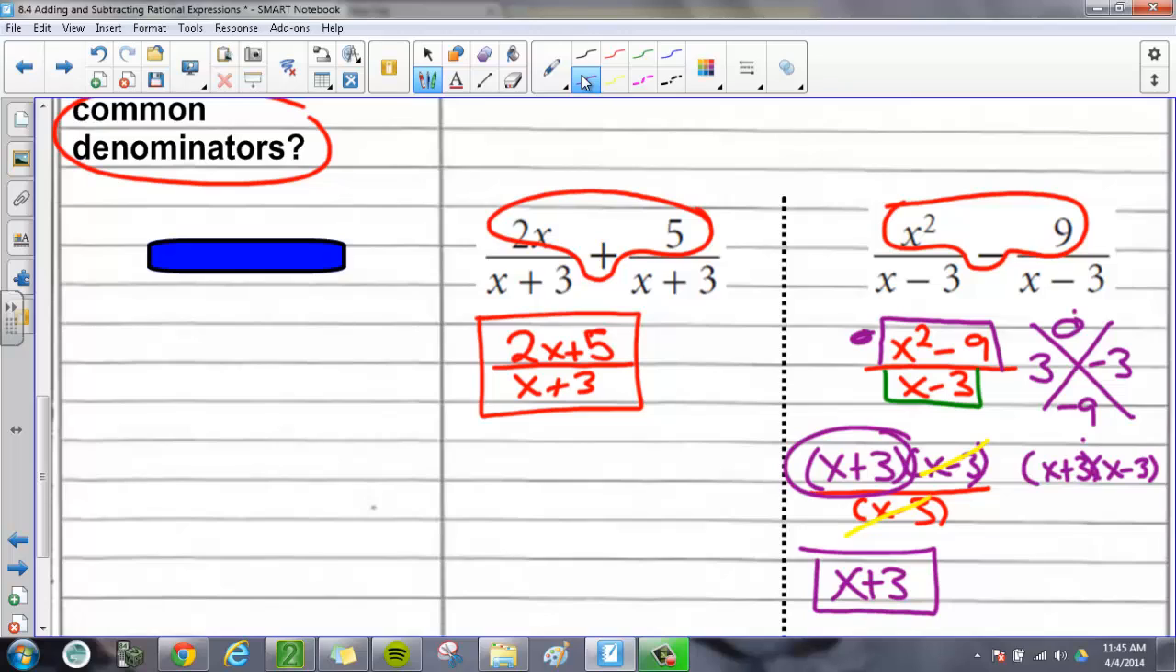So that is how you add and subtract rational expressions with common denominators. I'm going to move on. The next one's going to show you how to do it when the denominators are not the same. Okay?